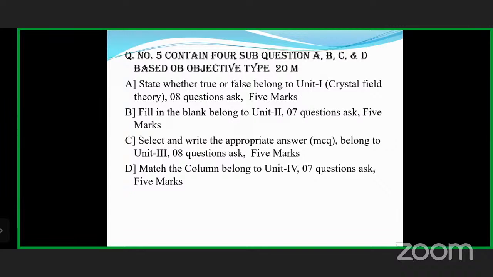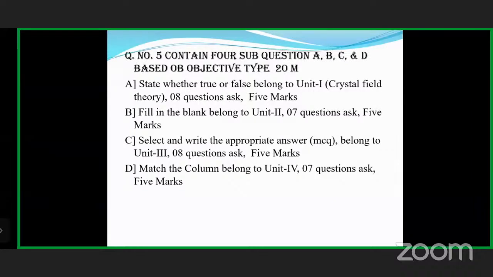So question number 5 contains 4 sub questions, that is A, B, C, D, based on objective type. You have to solve all these A, B, C, D. In the sub question you have a choice, but for question 5 there is no choice. You have to solve all the 4 sub questions. Okay, the choice is under the sub question.